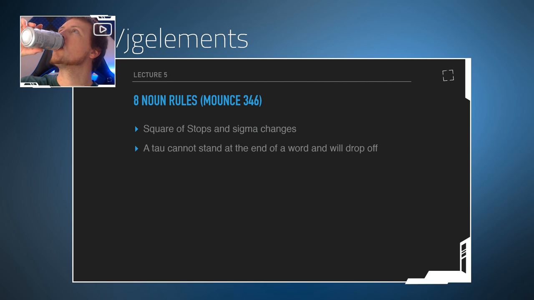The other rule: a tav cannot stand at the end of a word and will drop off. Okay, so think of onoma. Tav can't be at the end. The stem is onomat, so it drops off. And we're left with nominative singular and accusative singular: onoma.